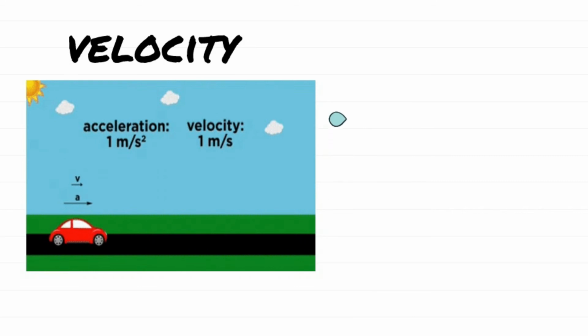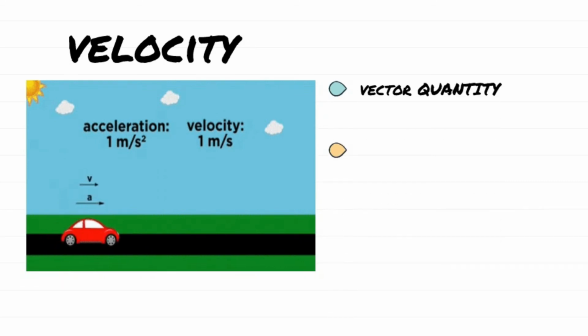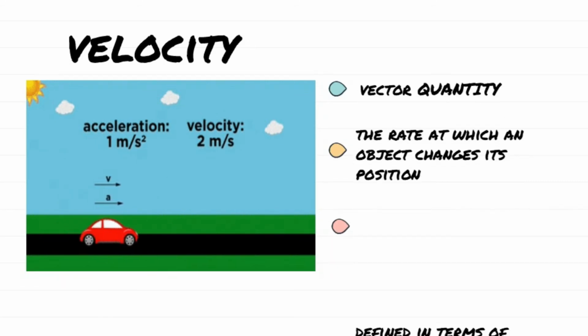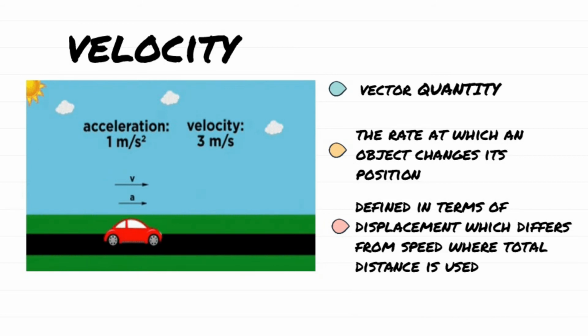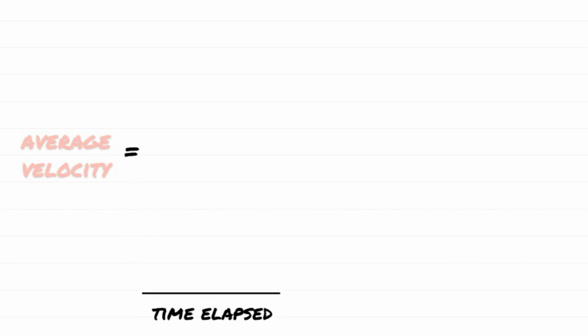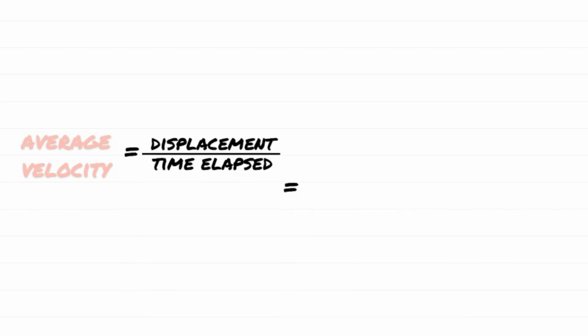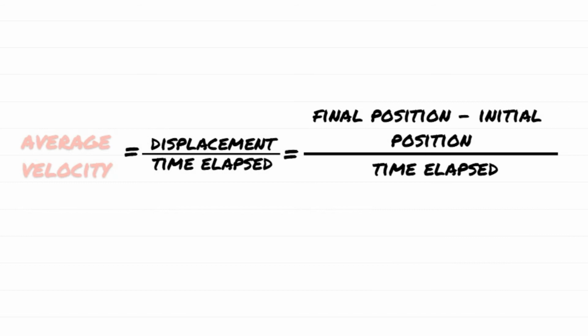Velocity, on the other hand, is a vector quantity that refers to the rate at which an object changes its position. It is a vector quantity, for it signifies both the magnitude and direction of the moving object. Velocity is defined in terms of displacement, which differs from speed, where total distance is used. The formula for velocity is displacement, or final position minus initial position, divided by the time elapsed.